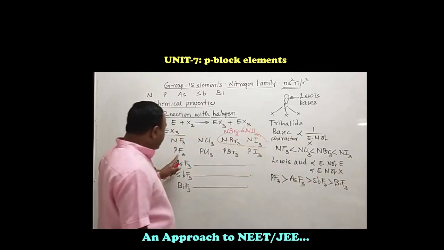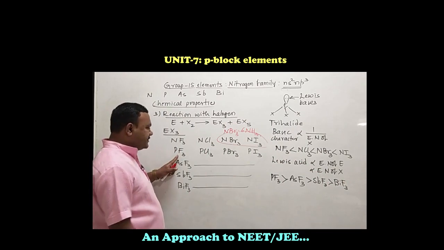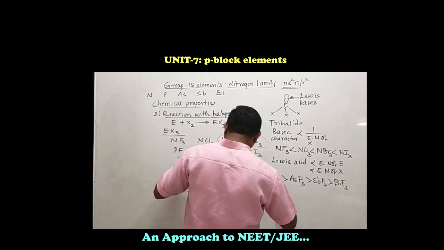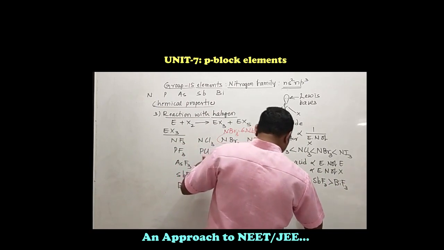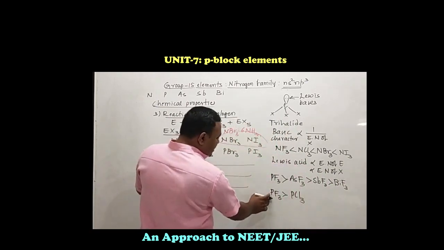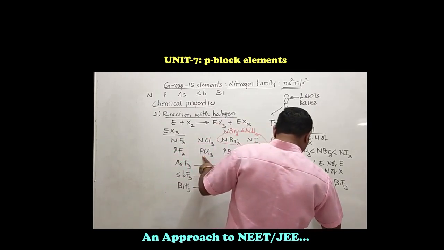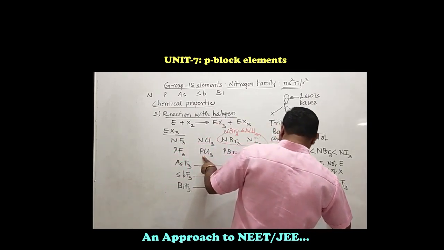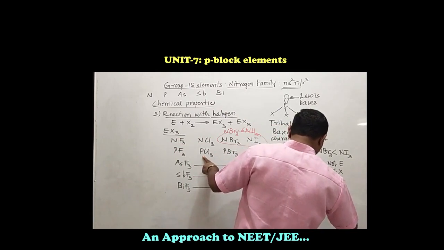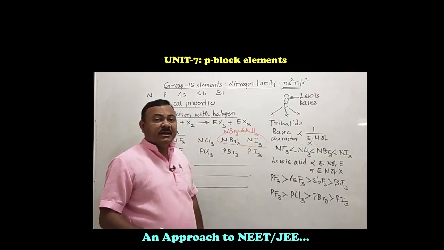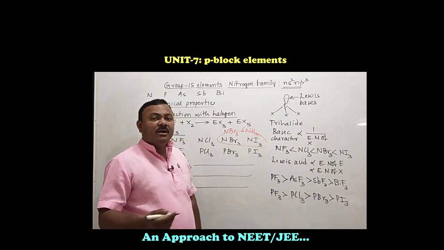And if you compare the trihalides of phosphorus, phosphorus trifluoride is more acidic than phosphorus trichloride. This is more acidic than PBr3, and this is more acidic than PI3. This is about the trihalides. We also have some study on pentahalides, but pentahalides are not that important compared to trihalides.